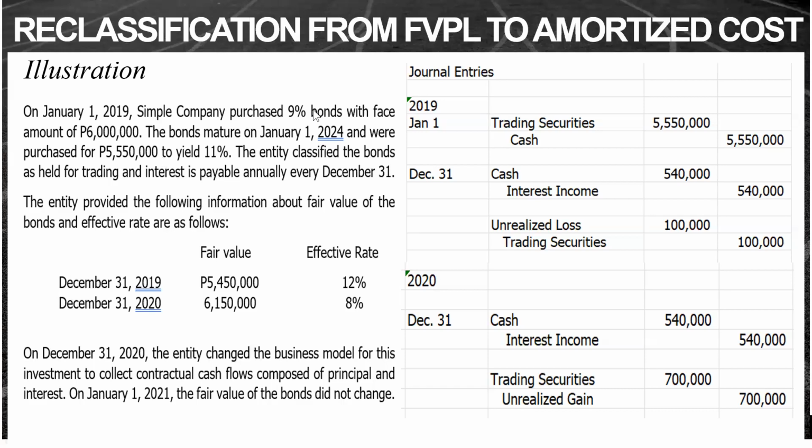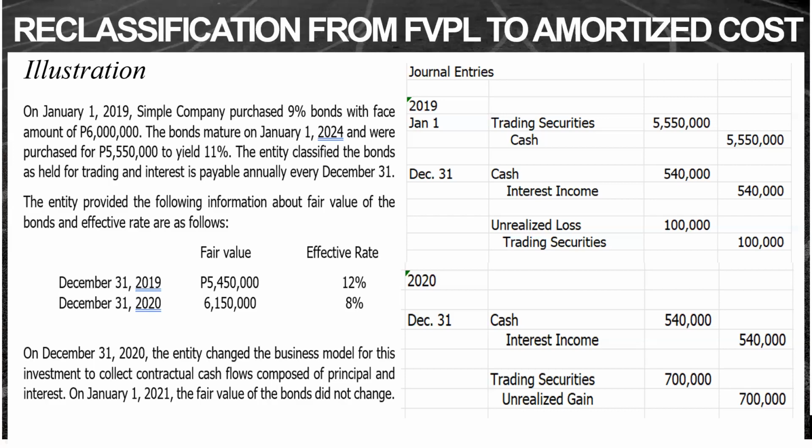So after that, since this is fair value through profit or loss, we are now to compute the difference between our fair value and the initial carrying amount. So in this case, for example, our fair value sa December 31, 2019 is 5,450,000. We compare it with our initial measurement of 5,550,000. So there is a difference of 100,000. So bumaba, from 5,550,000 naging 5,450,000 na lang yung ating fair value.